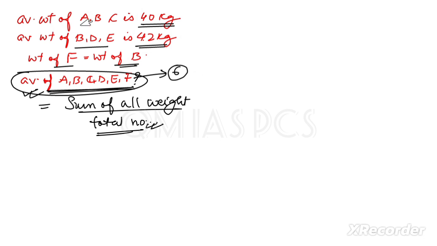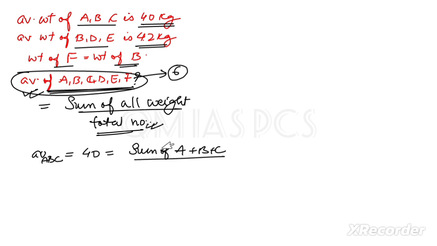Okay, here it is given A, B, C average is 40 kg, B, D, E average is given 42 kg. So just look at the average of A, B, C, which is given as 40, and the formula is sum divided by number, A plus B plus C divided by 3, because 3 persons are there, A, B, C. So what is the value of A plus B plus C? That will be 3 multiplied by 40, and that will be 120 kg. Okay, this is the value of A plus B plus C.